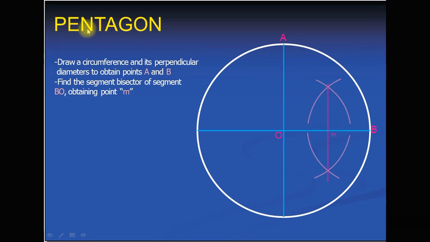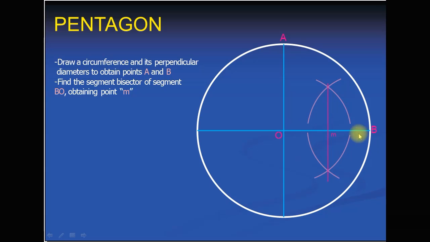Now this is the new type of polygon, which is called pentagon. For pentagon, draw a circumference and its perpendicular diameter to obtain the points A and B. Point A is for the first diameter and point B for the second diameter. Find the segment bisector of segment BO. First of all, draw the bisector of the line of the radius OB.